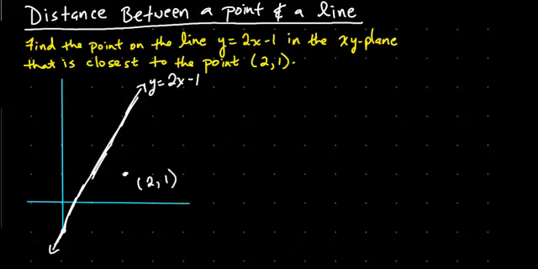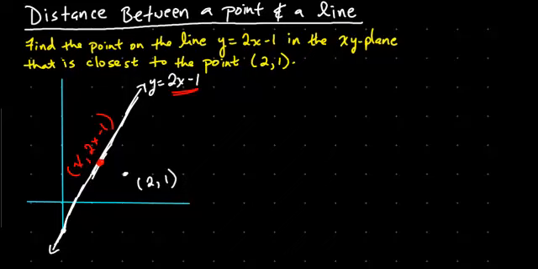And we want to find the point on the line that is closest to that point. Note that any arbitrary point on the line is going to have the coordinates: the x is going to be the first coordinate, and the second coordinate is going to be the y value, which is 2x minus 1. So we want to use our distance formula to find the distance between those two points, and then we want to minimize that distance. So let's work through it and see how it goes.